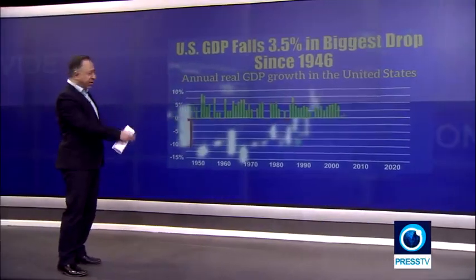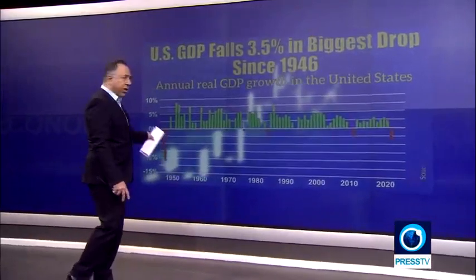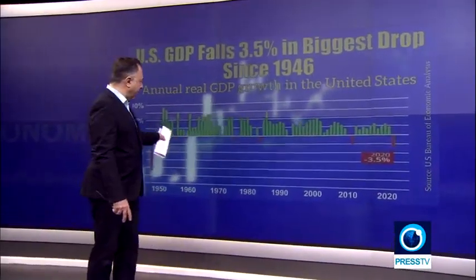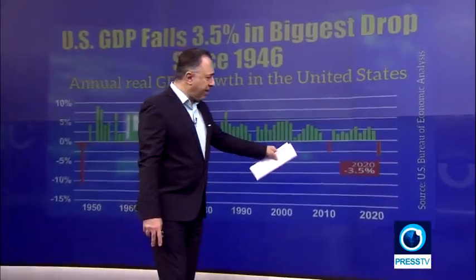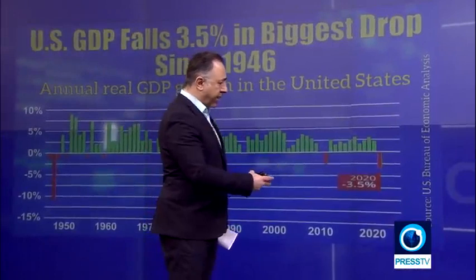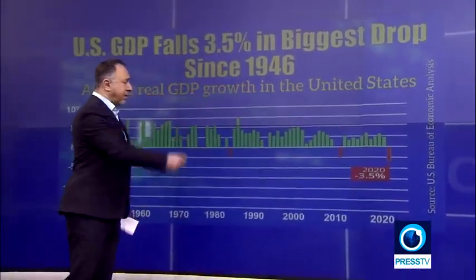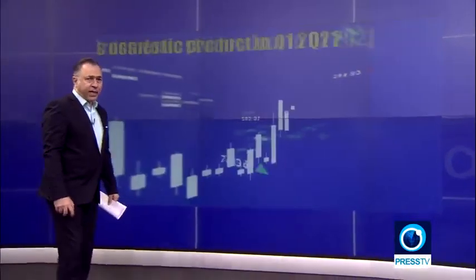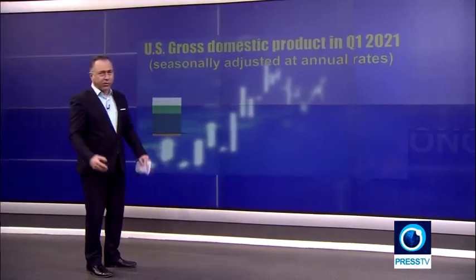Now, this goes back to the year 1950, and you can see the different indicators here in the graph in terms of the growth or negative growth of the U.S., but this is obviously what we're zooming in at, negative 3.5% for the year 2020, and that is when the pandemic hit. So you can see the contraction there again. That's the biggest drop since the year 1946. So obviously, that's not good news for the U.S. However, we're in the year 2021.